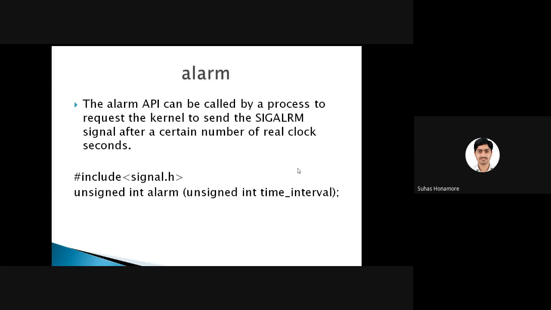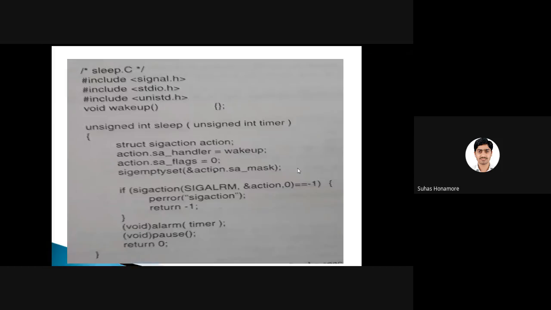In this example we're using the alarm API, which will be used as a sleep. A process wants to sleep for some time, or some task is there because of which it wants to sleep for some time. After some time it has to wake up automatically, so the kernel will awaken the process which is calling sleep. Sleep is also an API, and internally it's using the alarm API.